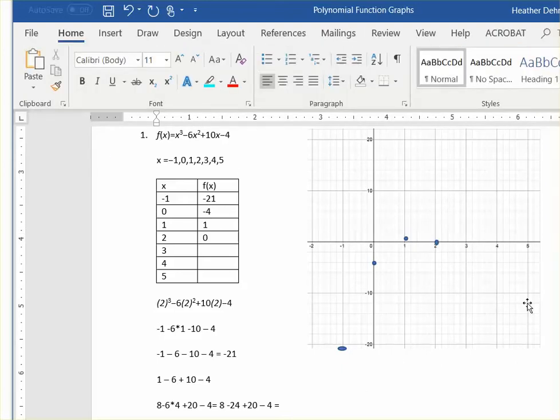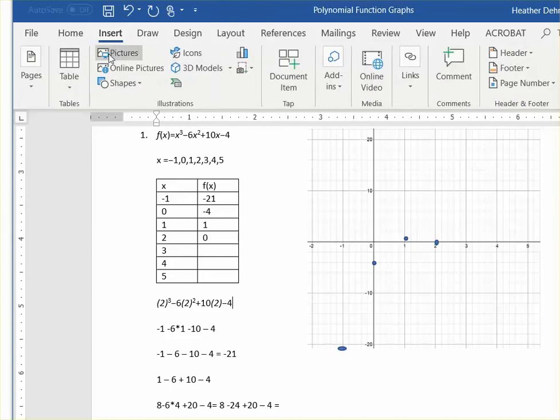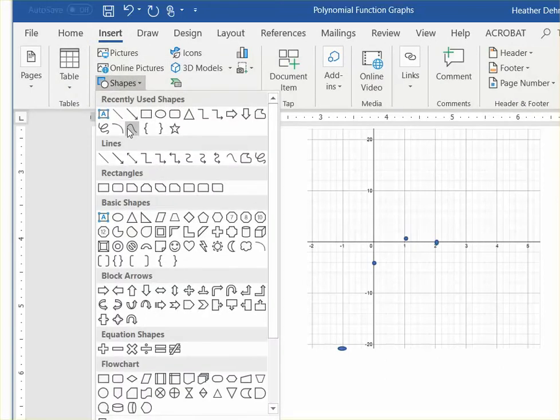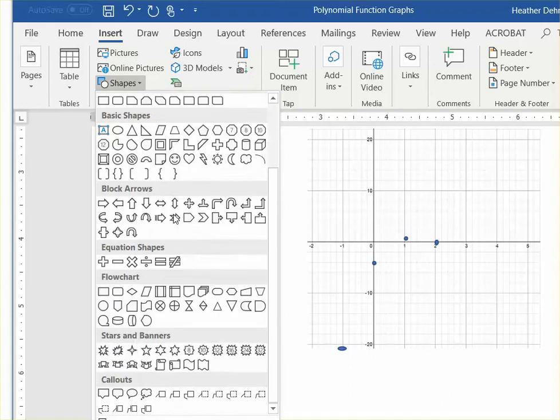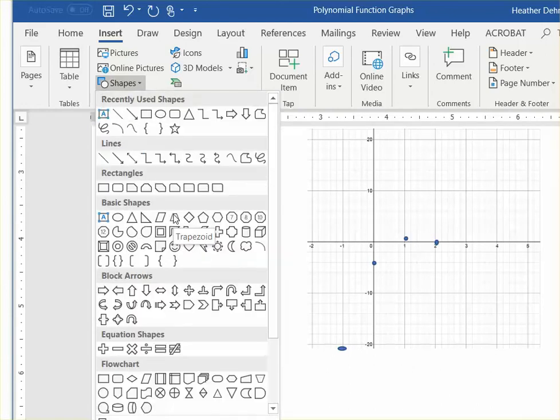All right, now I know I have more points to do, but I want to show you how to get under shapes, you want one of these squiggly lines. See these different squiggly lines? Now mine is under recently used. But under lines, you can get these. You don't want the sharp ones, you want one of these curvy ones. And this one actually lets you do whatever you want.